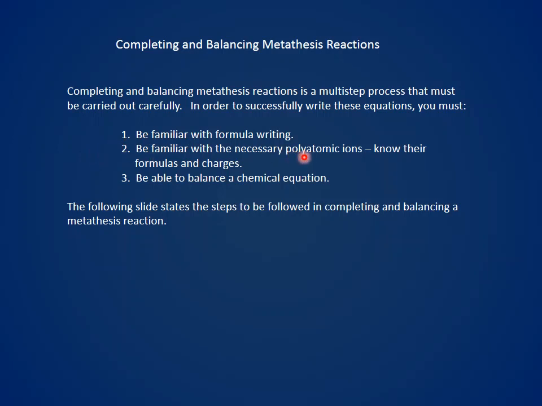Second thing, be familiar with your polyatomic ions, because in these types of reactions they're going to stay together. A phosphate, a PO4, will always be a PO4, a phosphate, on both sides. A sulfate will always be an SO4 on both sides. So once you know those, they stay the same. And then you have to be able to balance chemical equations, which wasn't too bad probably before. The following slide looks at the steps in completing and balancing such a metathesis type of reaction.